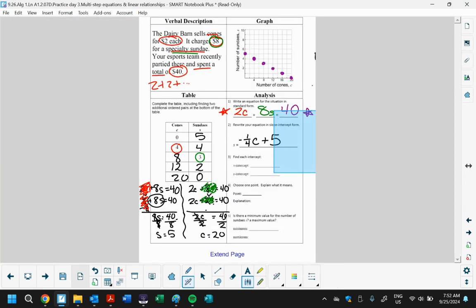We already were given the words, the verbal description. We got a table of values, so let's go ahead and continue on with the analysis. Find each intercept. Go ahead and pause for a second. See if you can continue with the rest of these. Come on back when you're ready.